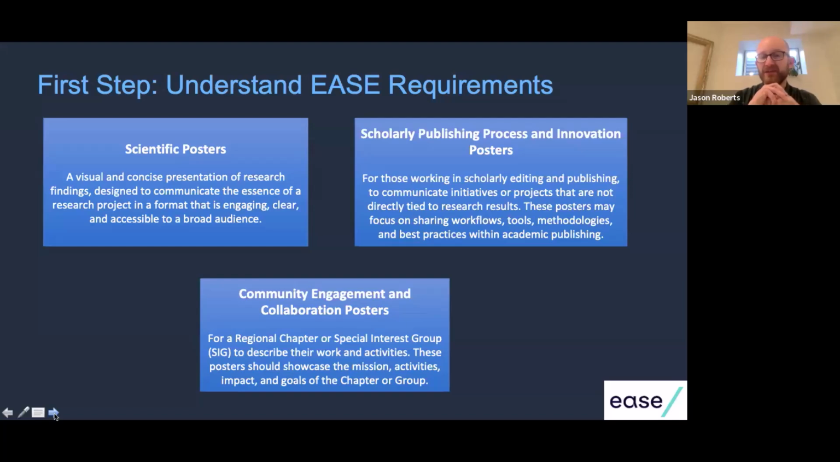And then finally, we have community engagement and collaboration posters. And those are perhaps for folks that are in the EASE regional chapters or special interest groups to describe different things that you're doing, activities there. And this could be a less rigid format than some of the stuff I'll talk about today, but it's talking about your mission, the activities, impacts, and goals. And so there will be prizes in each of these categories, and when you go to generate your poster, you can pick which of these categories you feel your work fits into.